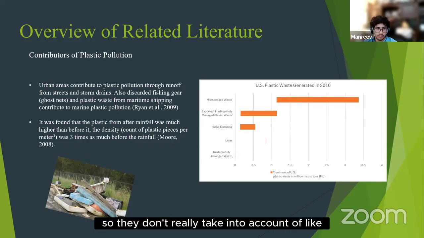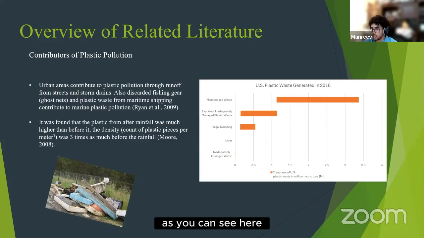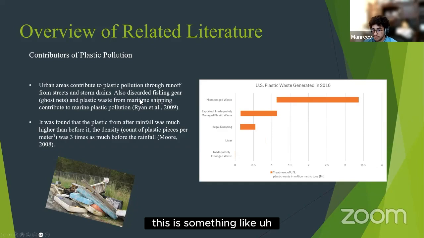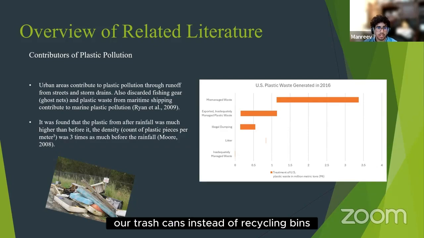So they don't really take into account where that plastic actually goes. As you can see here, it's somewhere around 0.3 to about 1.2-ish. And then mismanaged waste, this is plastic that piles up on the ground, or plastic that ends up in our trash cans instead of recycling bins. This is quite a huge range because there's just so much of it and it's pretty hard to keep count of. So it's about 1.2-ish to about 3.4.